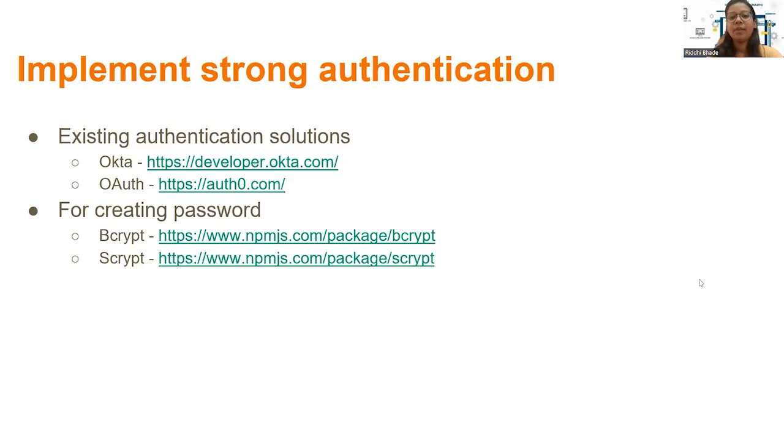Another point is implementing strong authentication. Having a broken, weak, or incomplete authentication mechanism is ranked as the second most common vulnerability. It's probably due to the fact that many developers think about authentication as, we have it, so we are secure. In reality, weak or inconsistent authentication is easy to bypass. One such solution is to use existing authentication solutions like Okta or OAuth.